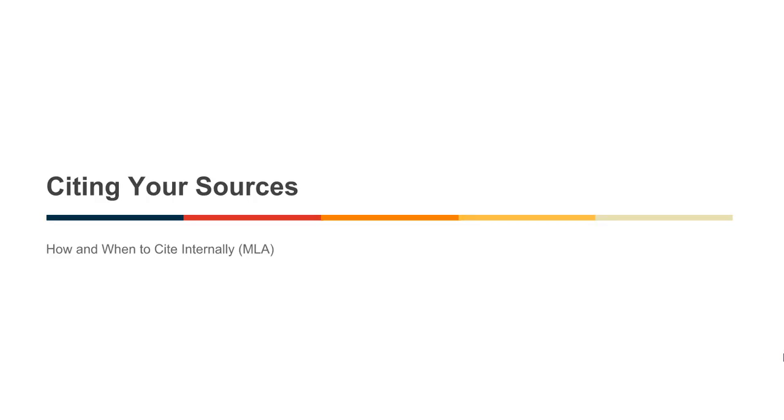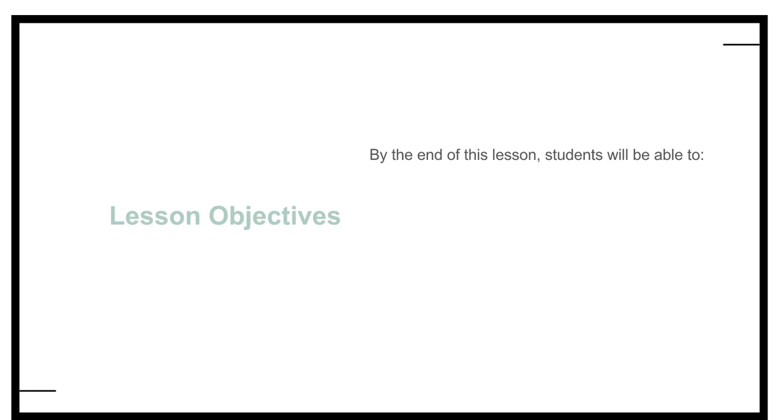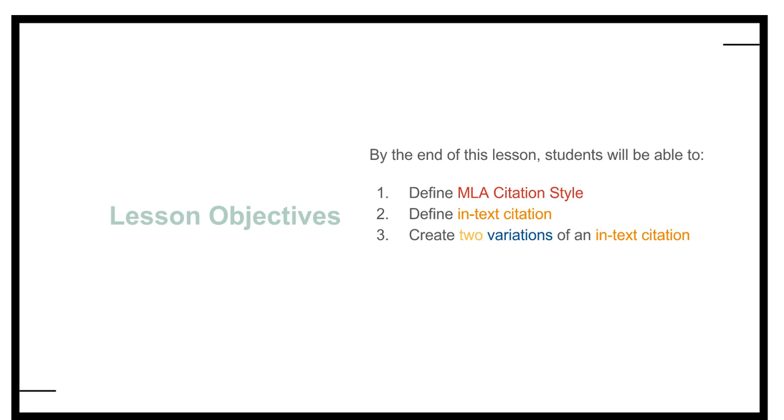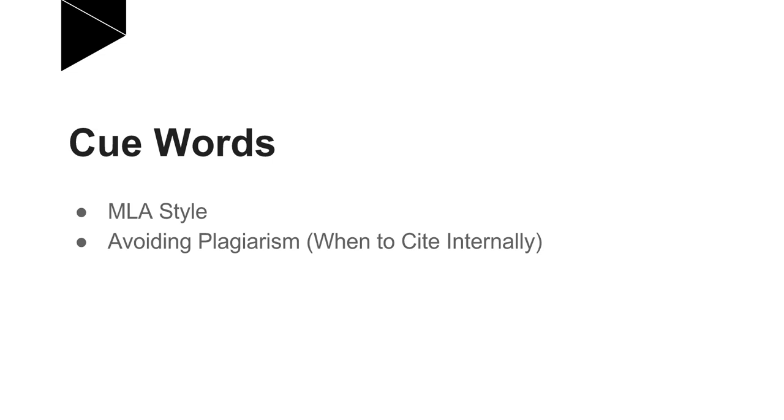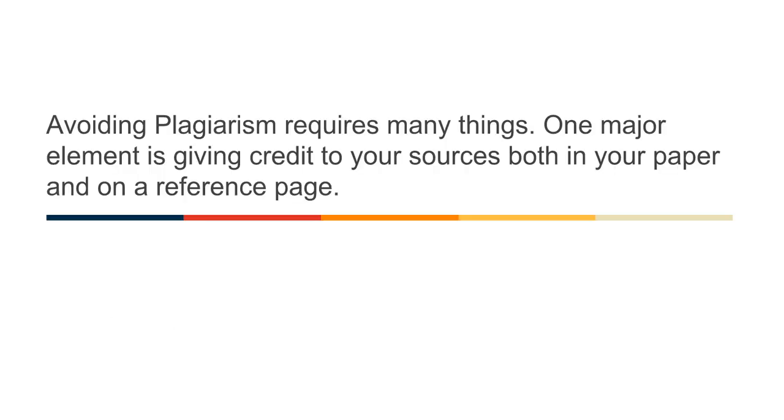This lesson is on citing your sources, specifically how and when to cite your sources internally in MLA format. By the end of this lesson, you will be able to define the MLA citation style, define an in-text citation, create two variations of an in-text citation in MLA style, and cite internally to avoid plagiarism. Your keywords are MLA style, avoiding plagiarism, or when to cite internally, in-text citation, including inline and parenthetical.